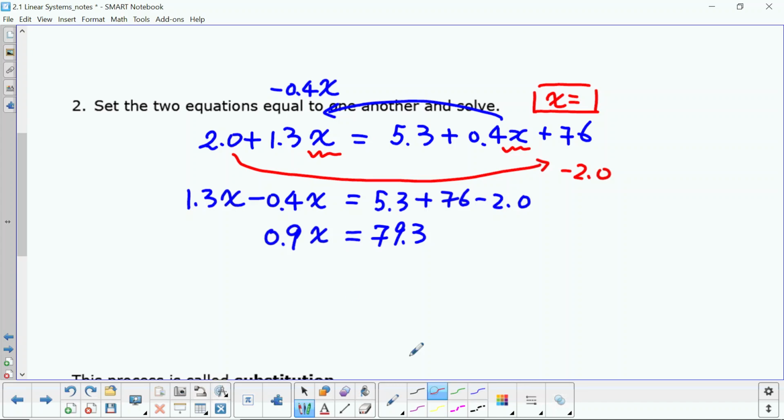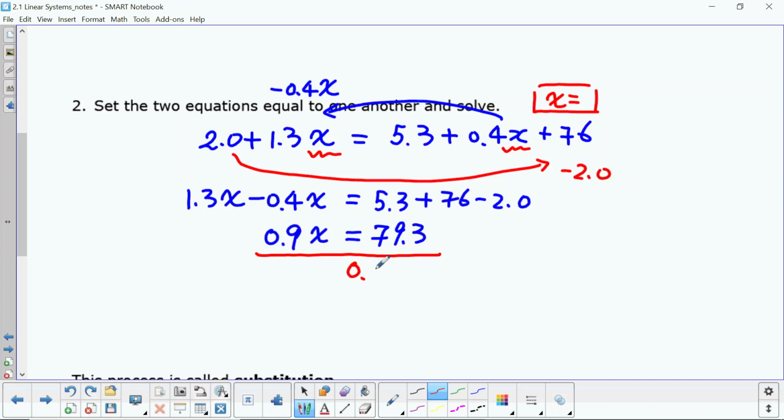Then you have only one x here. We don't want to see the 0.9 on the same side as the x. We want to move the 0.9 to the other side by doing the opposite operation. There is no operation sign between 0.9 and x, which means multiplication, and the opposite of multiplication is division. So we move the 0.9 to the other side of the equal sign.